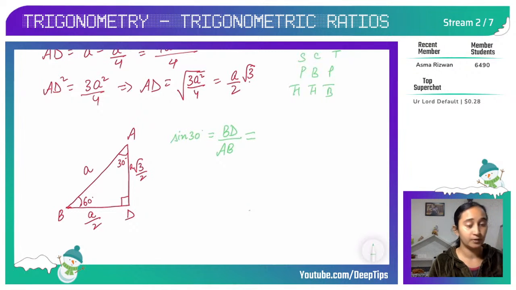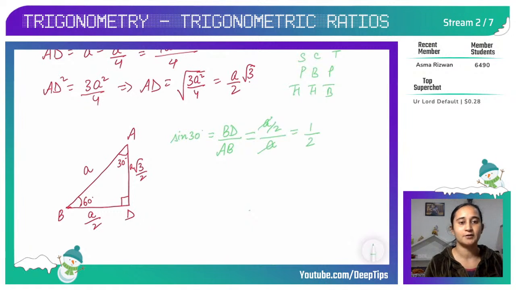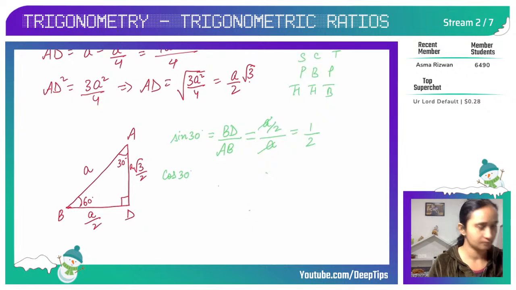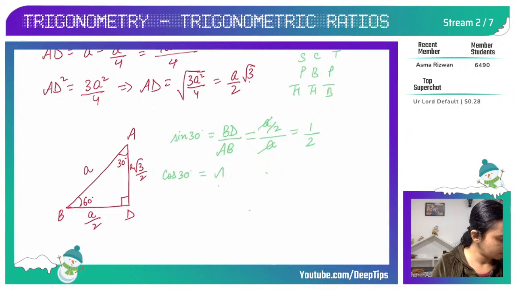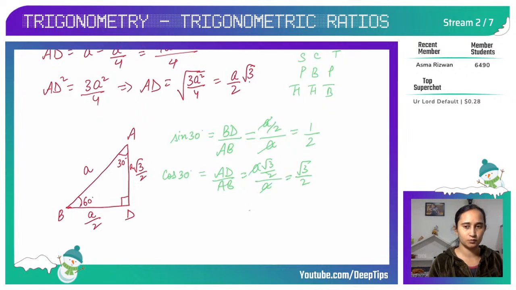So what is the value of BD here? BD is A by 2 and AB is A. So A gets cancelled and the value of sine 30 is 1 by 2. Now if we look here, cos 30. Okay, cos 30 is base upon hypotenuse. So I told you I am taking 30 degree. So my base is AD upon AB. So this will be A root 3 by 2 upon A, A gets cancelled. So this is root 3 by 2.